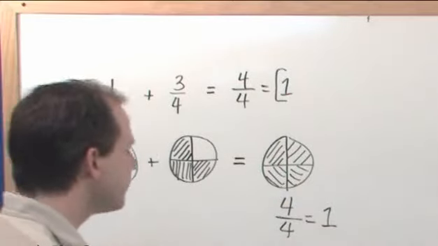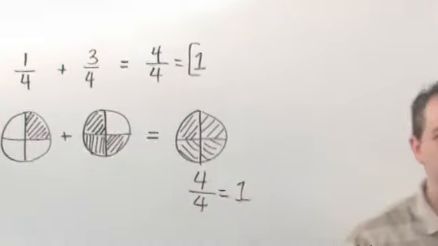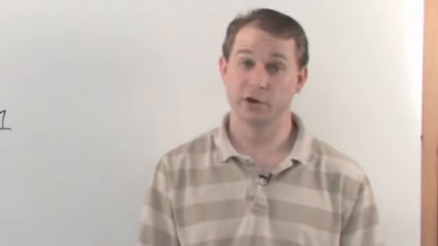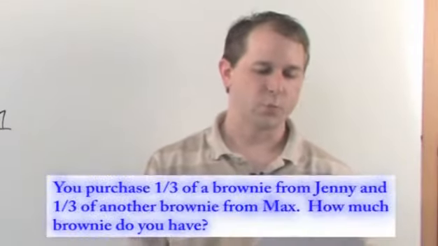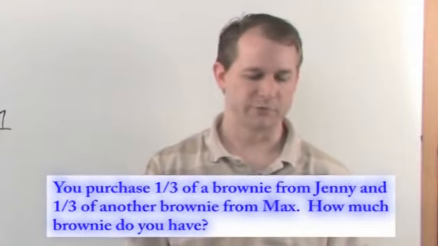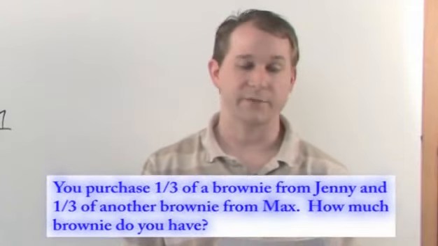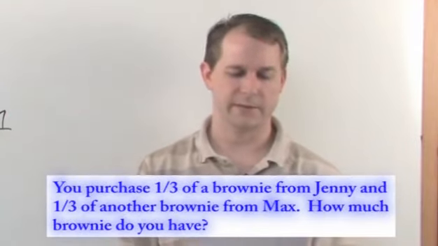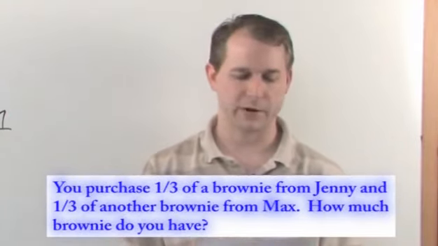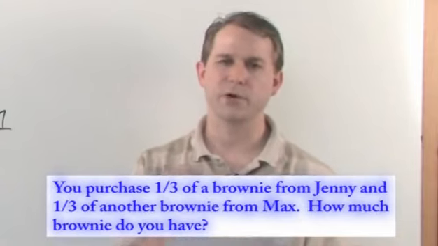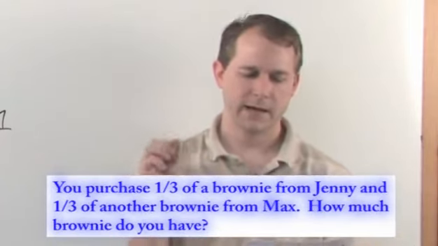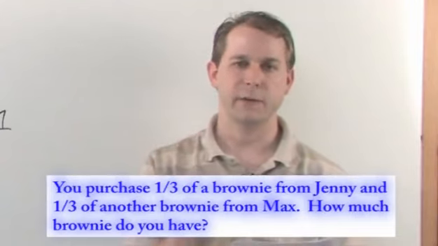Okay? All right, let's move on to a problem that's a little bit different. It's really no harder than that one. It's just a little bit different. You purchase 1/3 of a brownie from Jenny and 1/3 of another brownie from Max. How many brownies, or how much of a brownie, do you have? You purchase 1/3 of a brownie from Jenny and 1/3 of another brownie from Max. How much brownie do you have?